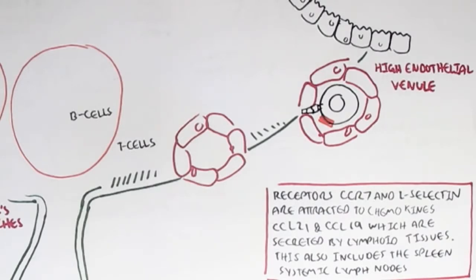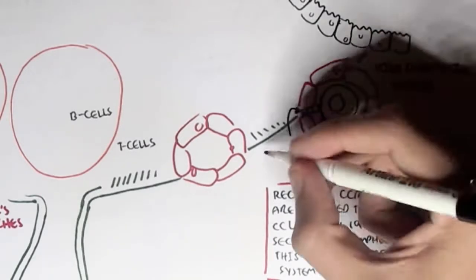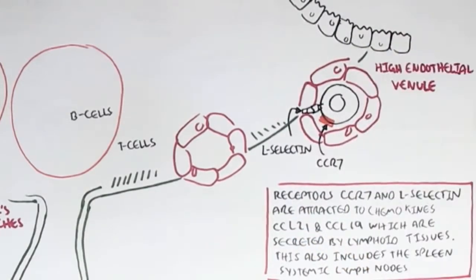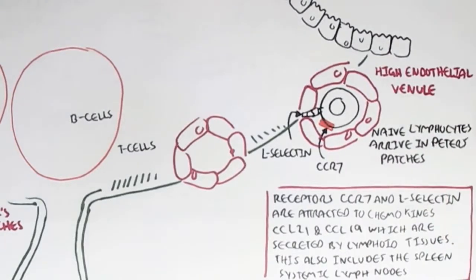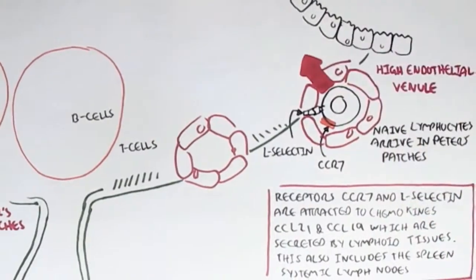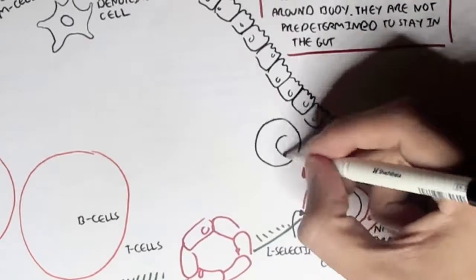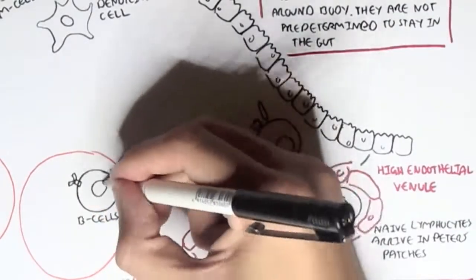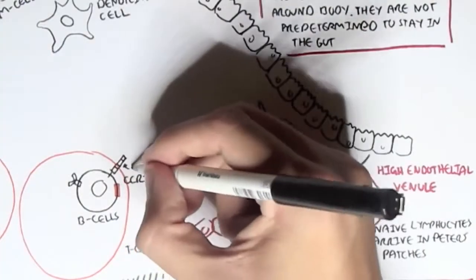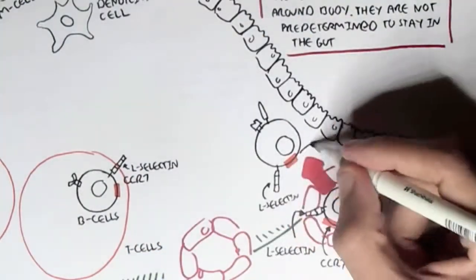So here we have a lymphocyte in the high endothelial venules with L-selectin and the CCR7 receptor, which is attracted to the CCL21 and CCL19 chemokines coming from the Peyer's patches. The lymphocytes will enter the Peyer's patches. If it's a naive T cell, it will stay outside of the follicle, and if it was a naive B cell, it would be within the follicle.